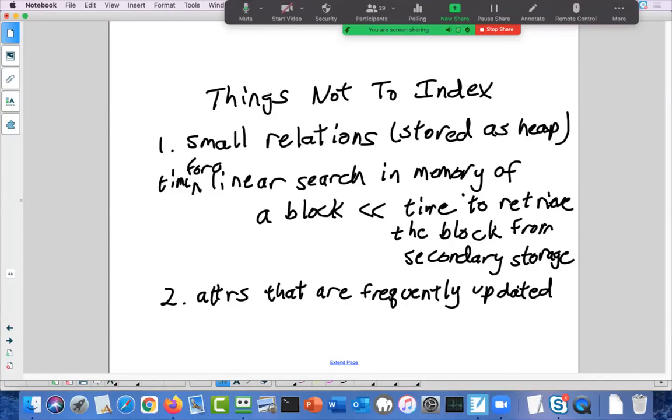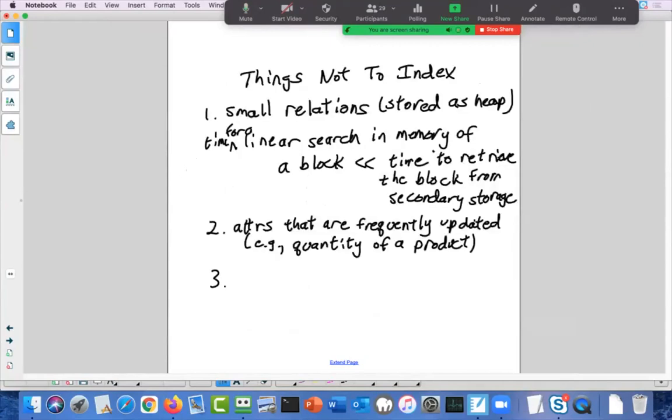So for example, date of birth is not frequently updated, nor is our name or our street address. But for example, inventory is. If I'm keeping track of the number of items that are currently available, that's probably frequently updated, especially if you're a site like Amazon. So quantity of some product is probably not something that you're going to want to index because it's changing frequently.